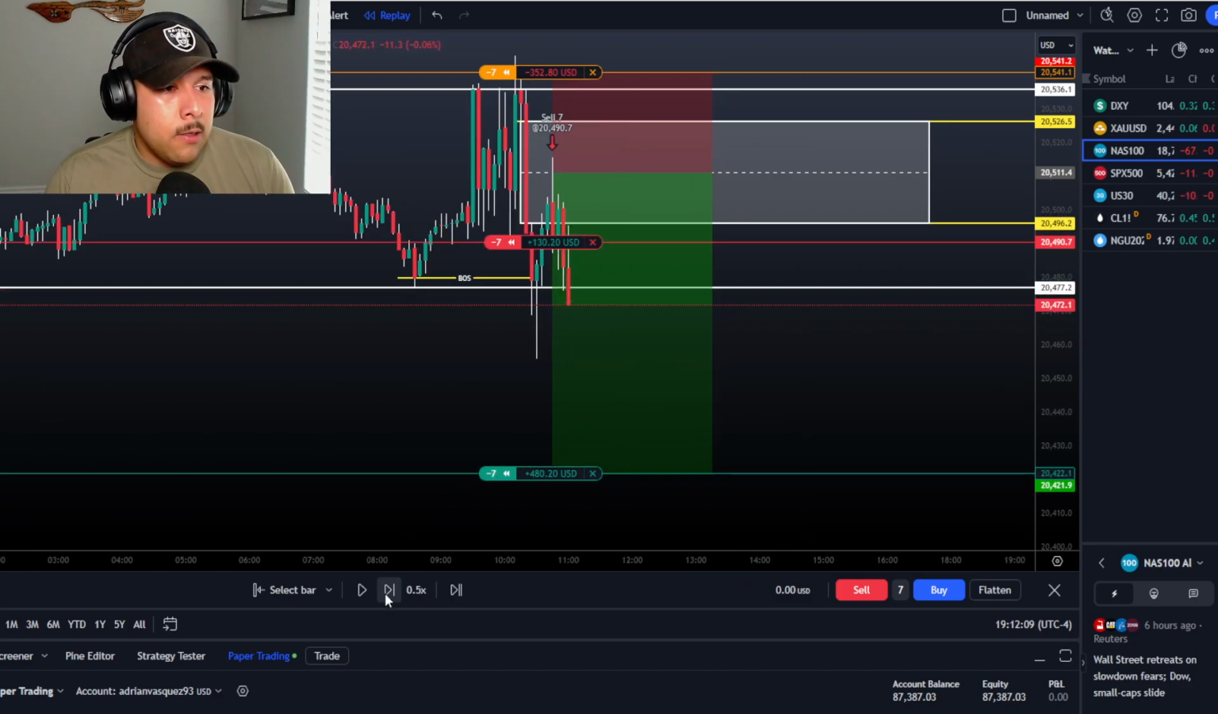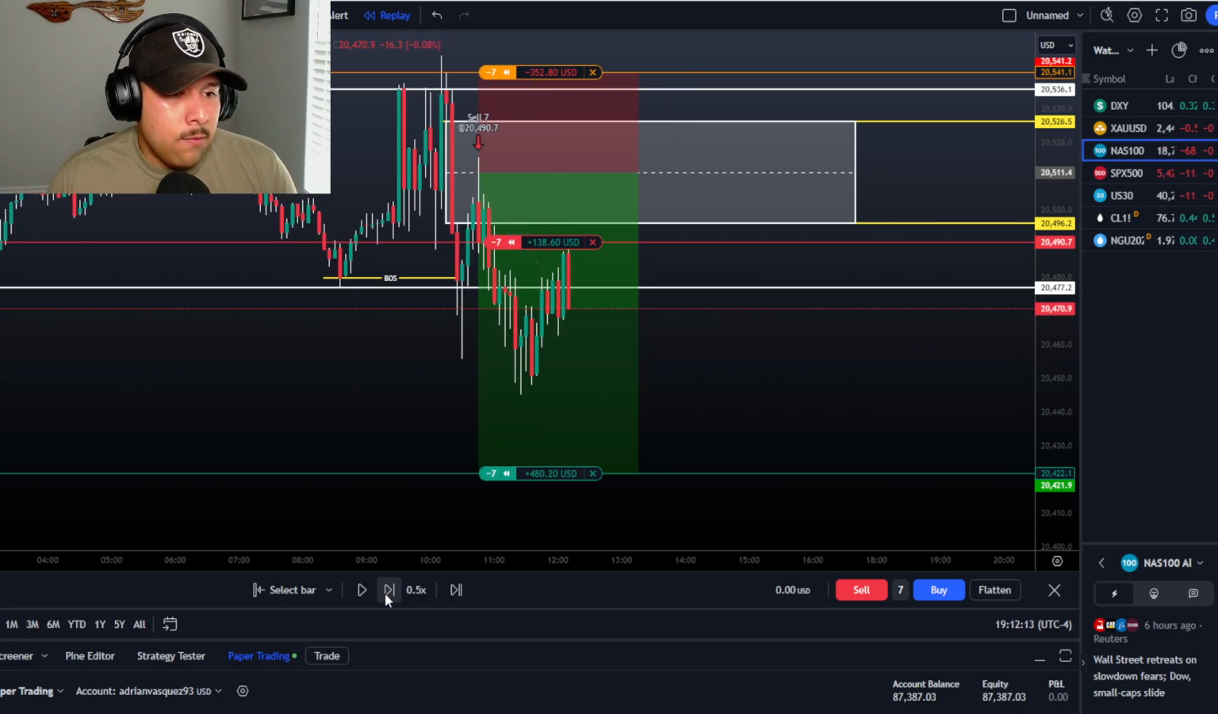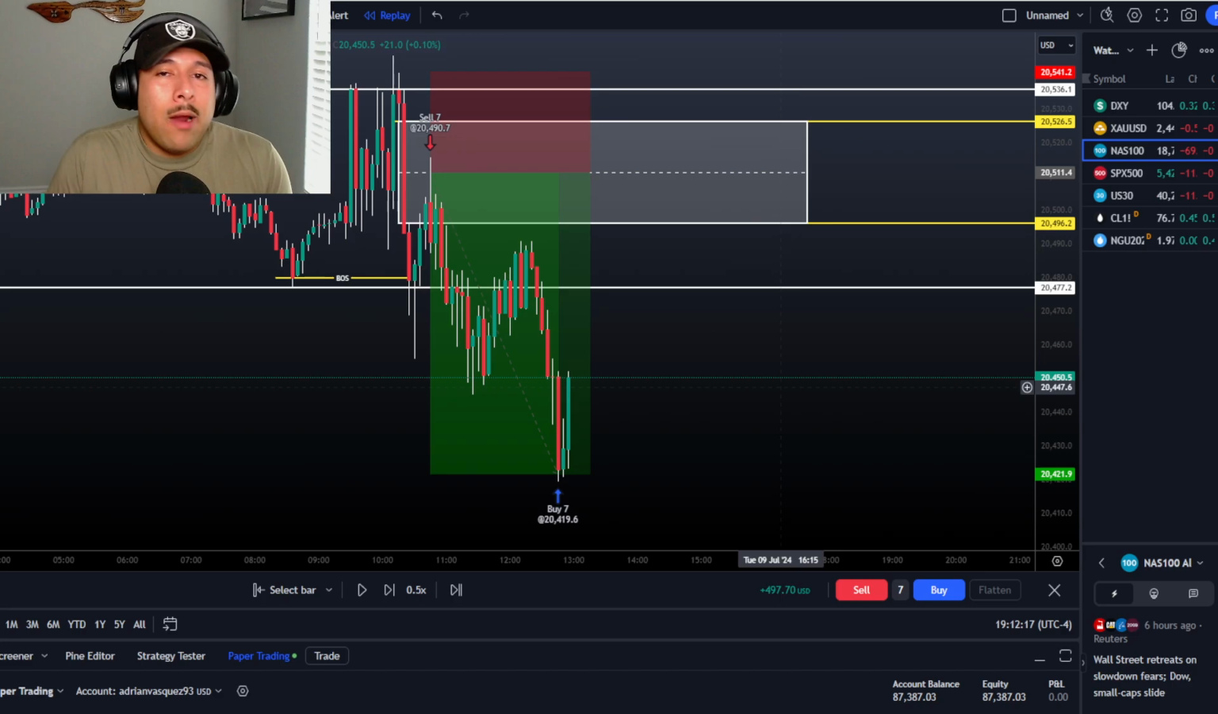As you can see, price continues to the downside and eventually hits our take profit. And that right there is the perfect entry confirmation, and why using fair value gaps can be very powerful, and you should implement it in your trading strategy, especially when it comes to entry confirmations.